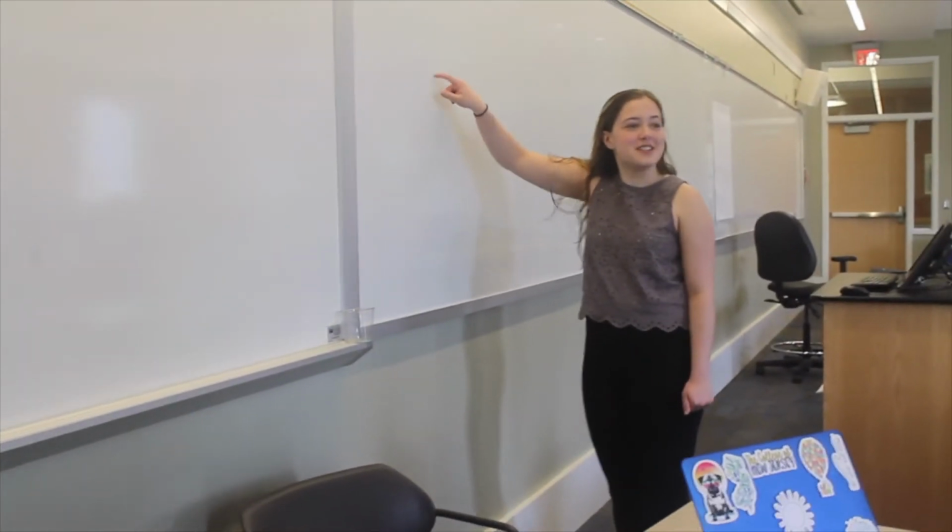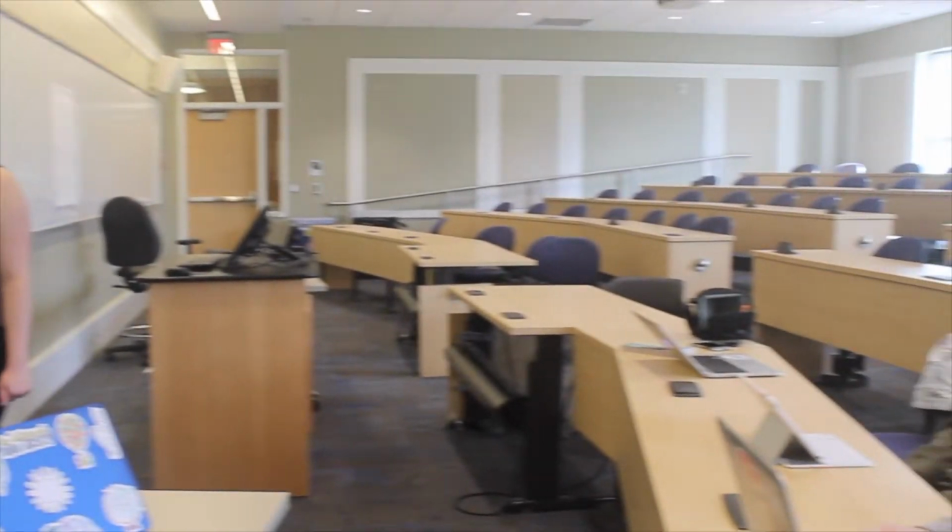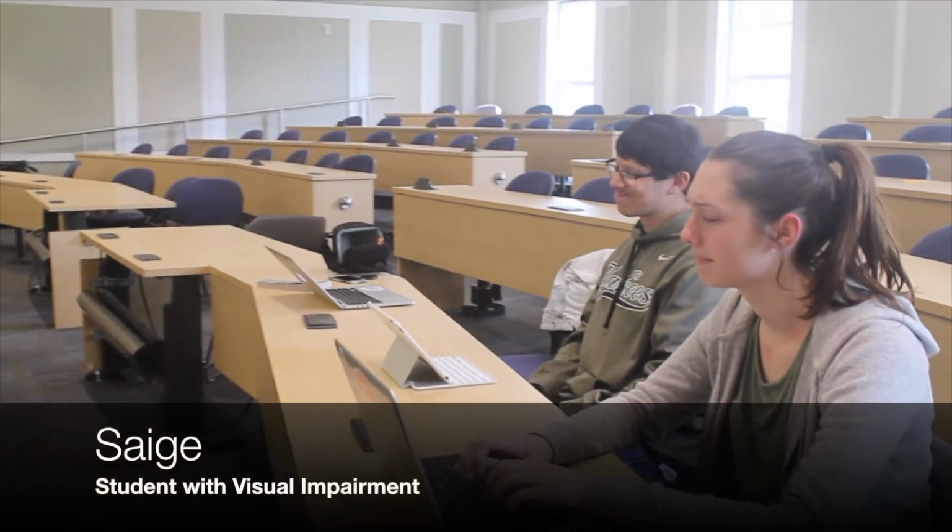Okay, so Sage, if 2x equals 6, what is x? Well, how else would you teach math so that students with visual impairment can learn too?